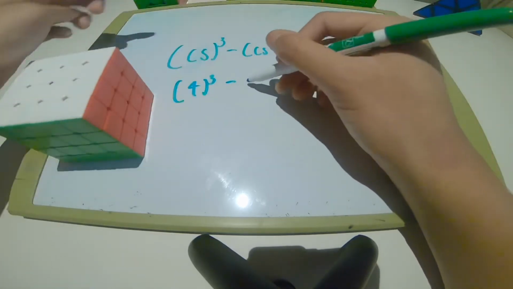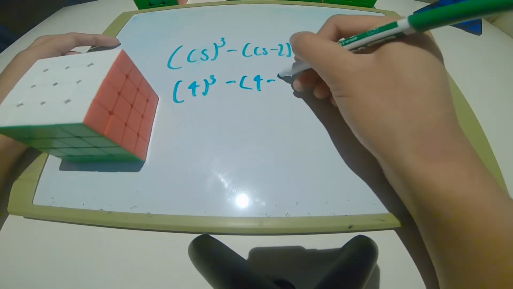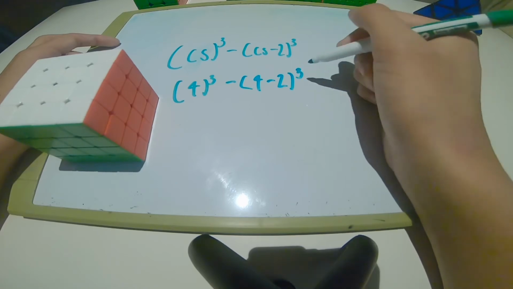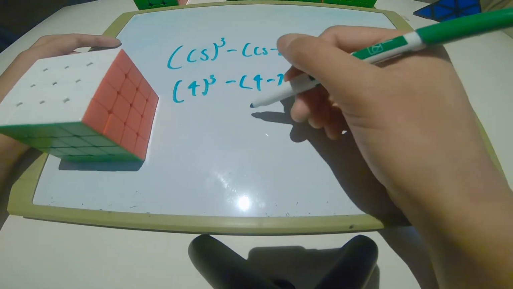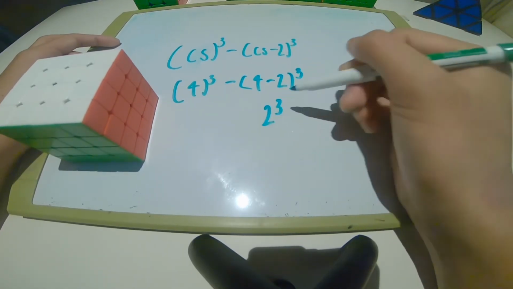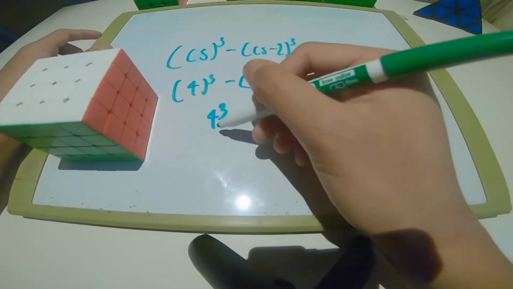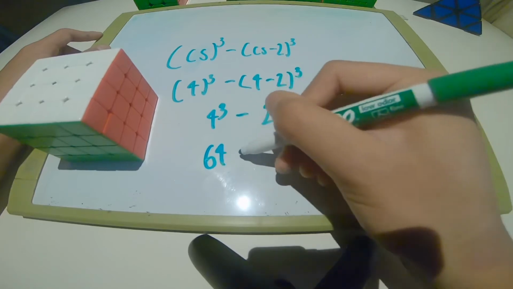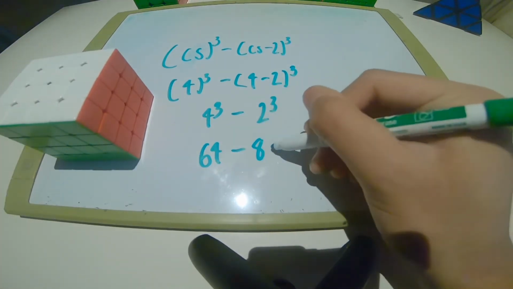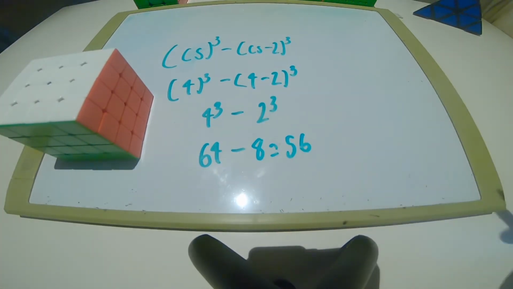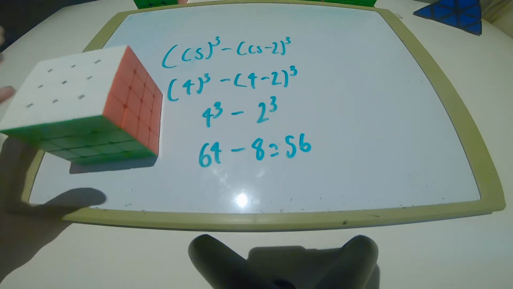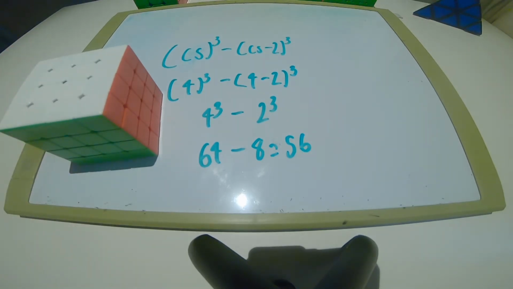And then we have (CS minus 2) cubed, and that is equal to 2 cubed because 4 minus 2 is 2. So now we have 4 cubed minus 2 cubed. 4 cubed happens to be 64. 2 cubed happens to be 8. So 64 minus 8 is 56. And that is the amount of pieces on the 4 by 4.